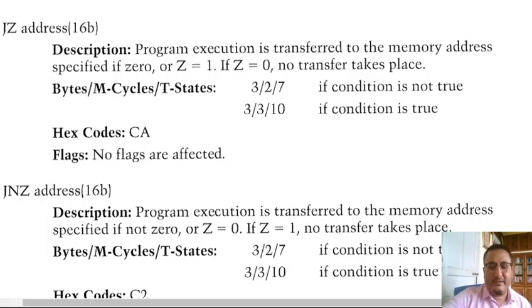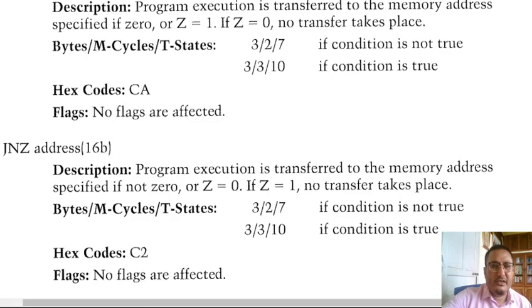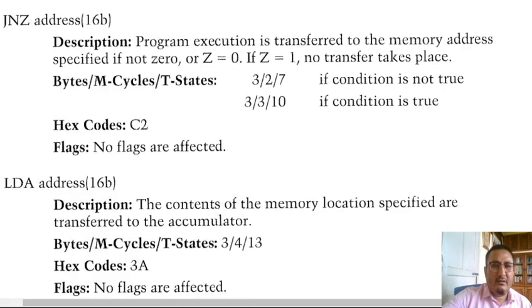Now likewise we have JNZ, in contrary to JZ. So JNZ instruction transfers the program execution to the address specified if the zero flag is 0, right? Okay. If zero flag is equal to 0 or Z is equal to 0. If zero flag is equal to 1, then no transfer takes place. So jump on no zero, program execution is transferred to the address location specified if not zero, so or zero flag is equal to 0. If zero flag is equal to 1, then no transfer takes place.